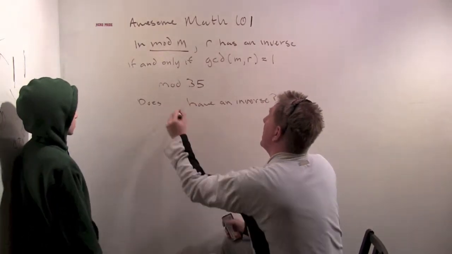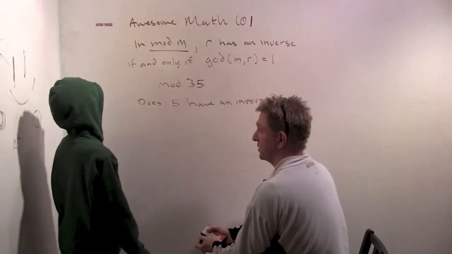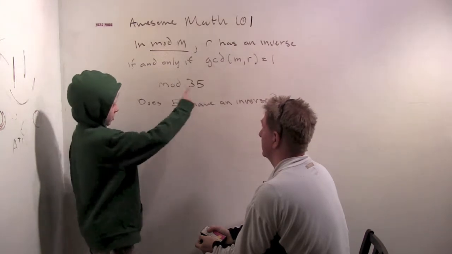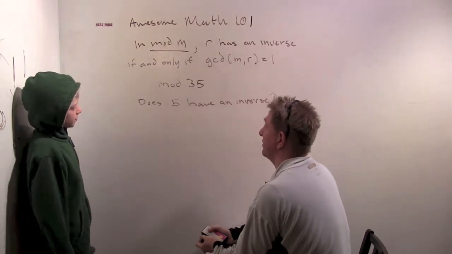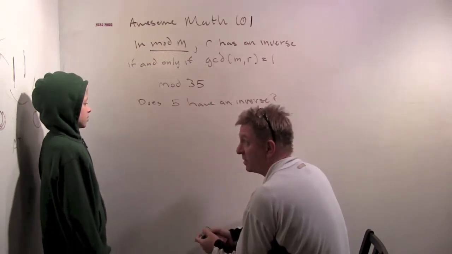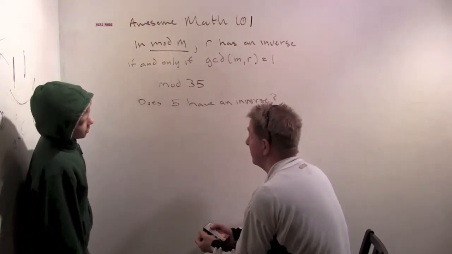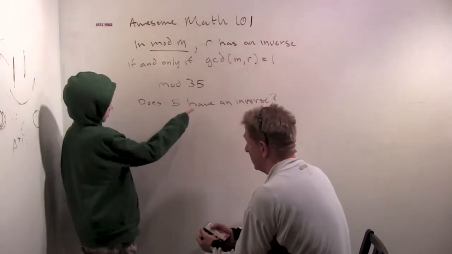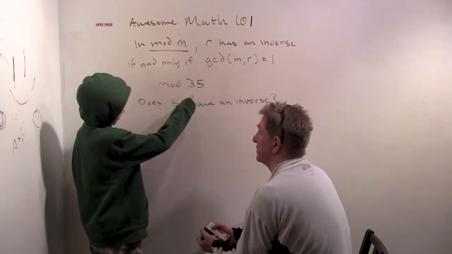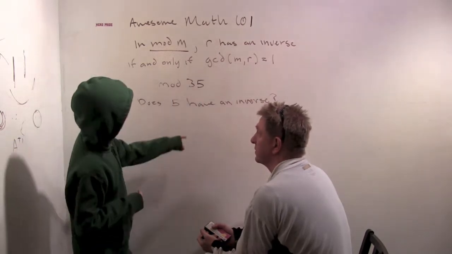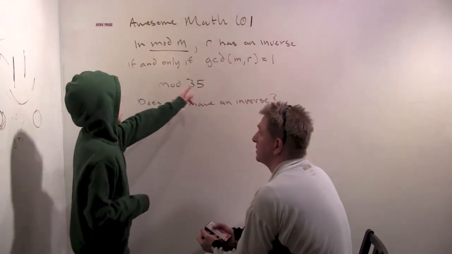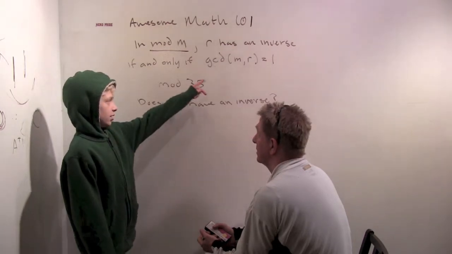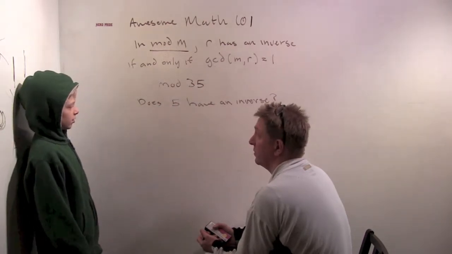Does 5 have an inverse? Well, I don't think it should have an inverse, because 35 is 7 times 5, and the greatest common divisor would be 5. So 5 will not have an inverse. 5 times nothing is congruent to 1 mod 35, because 5 times 7 is 35, and then one less than that would be 30, and then above that would be 5, so it wouldn't work.